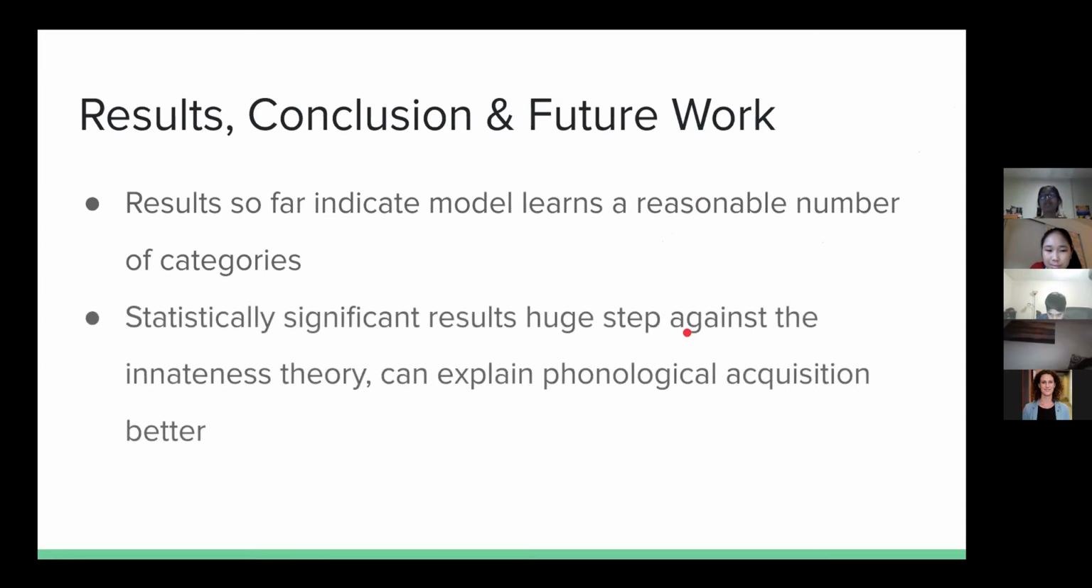And so why is this important? This is important because statistically significant results basically need to pass various statistical tests. We can't just see one example and say that's it. But significant results would be a huge step against the innateness theory. I think at this point a lot of phonology is mostly about which theory fits the model of our mind better and how we can better use that theory to advance our other areas of knowledge.